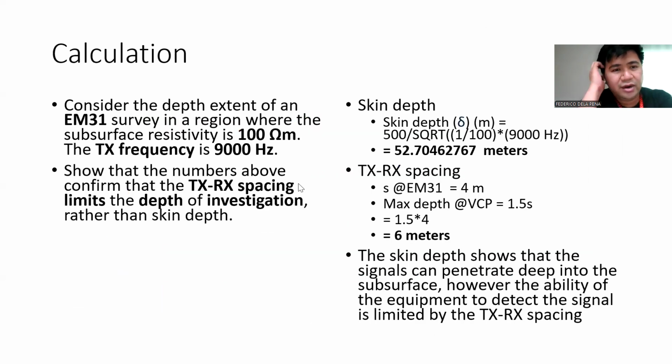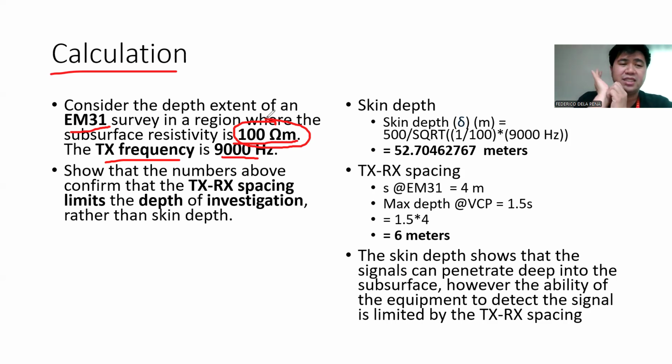All right, now earlier I mentioned that we have another calculation problem. Consider the depth extent of an EM31 survey with a resistivity of 100 ohm meters and transmitter frequency of 9,000 hertz. So this 100 ohm meters is the approximate resistivity of the subsurface. Okay. And then 9,000 is the frequency of your equipment.